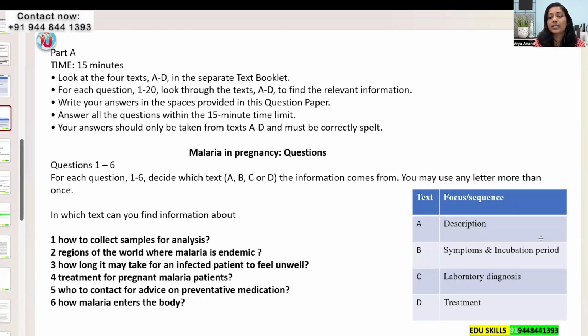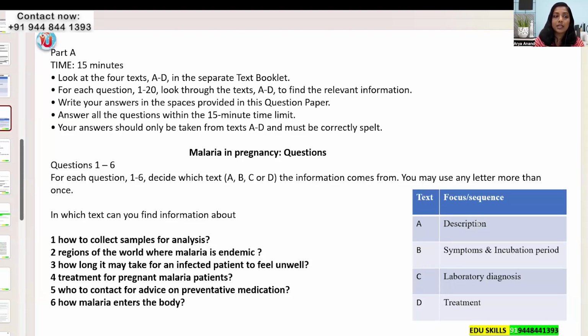If you are writing like this in your textbook, no need to write this much. You can just write description, symptoms, laboratory diagnosis, treatment in short form. You can just mention it in your text booklet, so that it will be very easy to identify the text. Most of the students take time to identify the text.